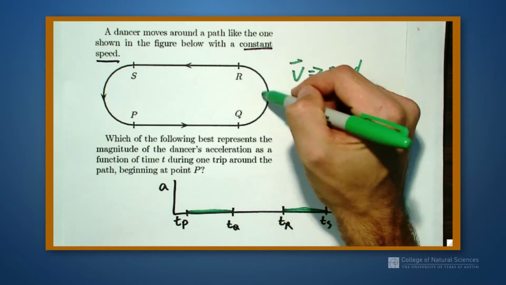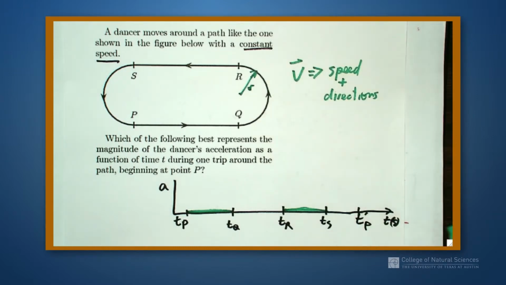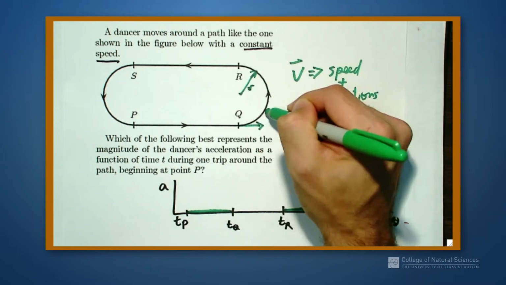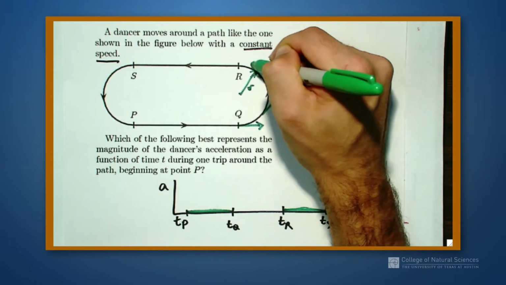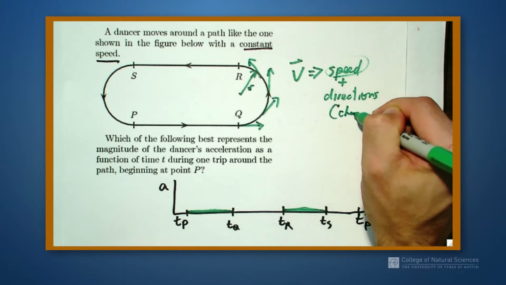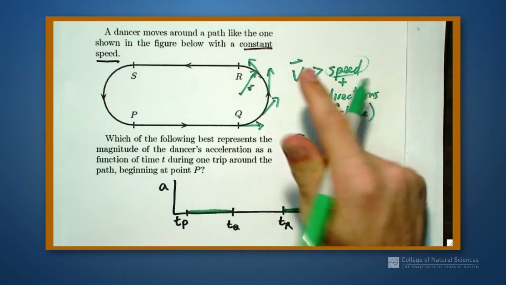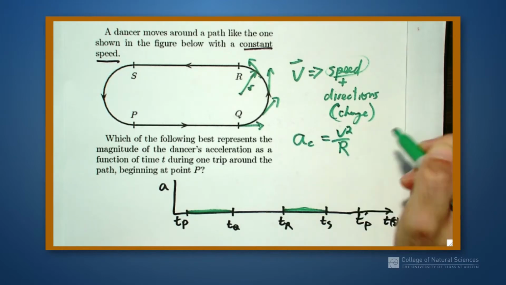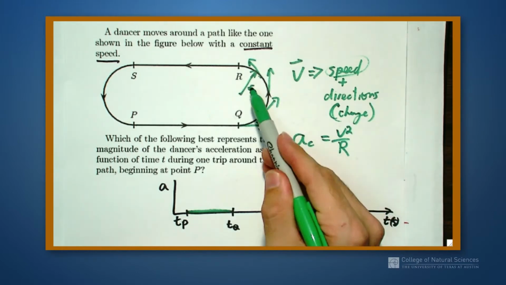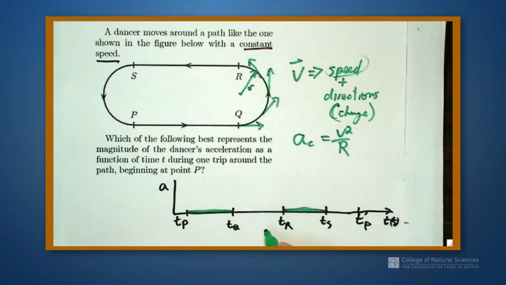However, when we get to this curve right here, we know that this curve has some radius on it, and we know that our velocity vector is going to be constantly changing. It's going to keep the same speed, but the direction is going to change, which means we need an acceleration. And the acceleration that changes direction or causes circular motion is given by the centripetal acceleration. Since we have a constant radius through here, and we're moving at constant speed, the magnitude is going to be a constant value.